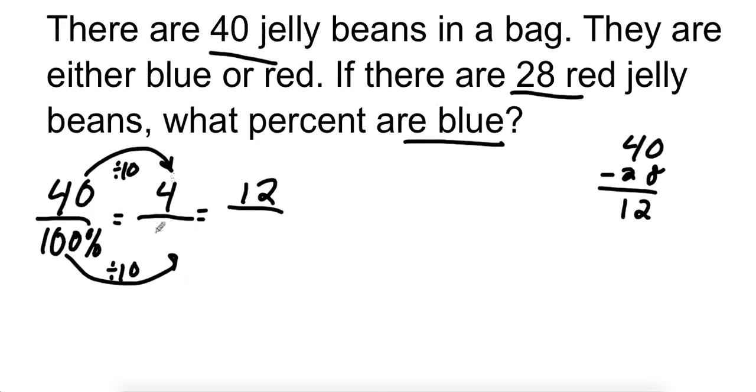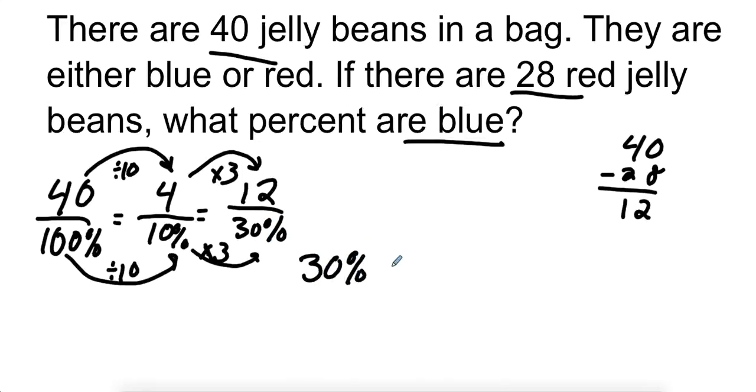So here I know that 4 jelly beans is 10% of the bag. Now, of course, I'm going to go from my 4 jelly beans to 12 by a scale factor of 3. And here what I'm going to do is multiply my percentage by 3, which gives me 30%. So I know that 30% of the jelly beans are blue.